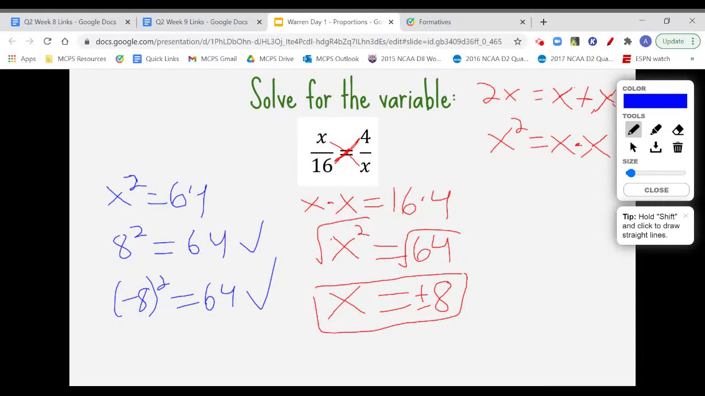If you want to practice, we could also plug negative 8 back in here and see that negative 8 works, right? Instead of x, I just write negative 8.